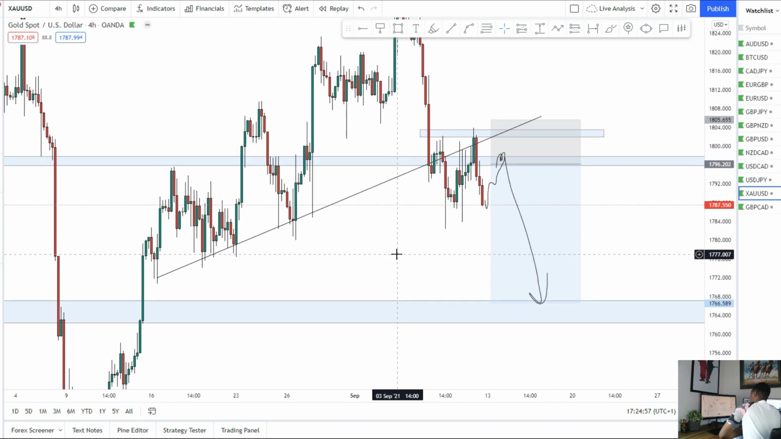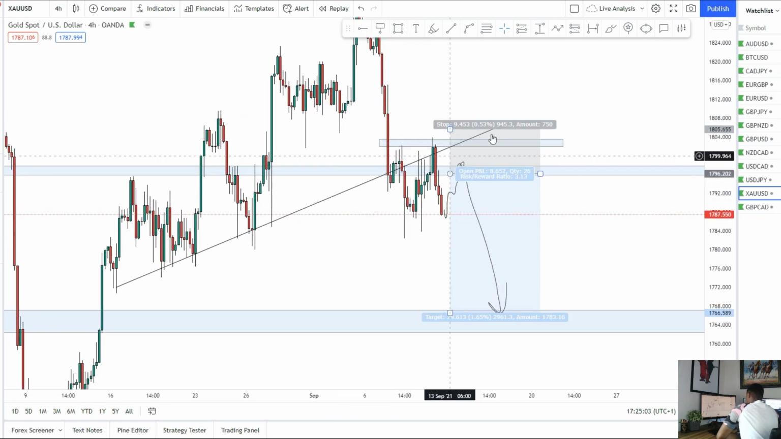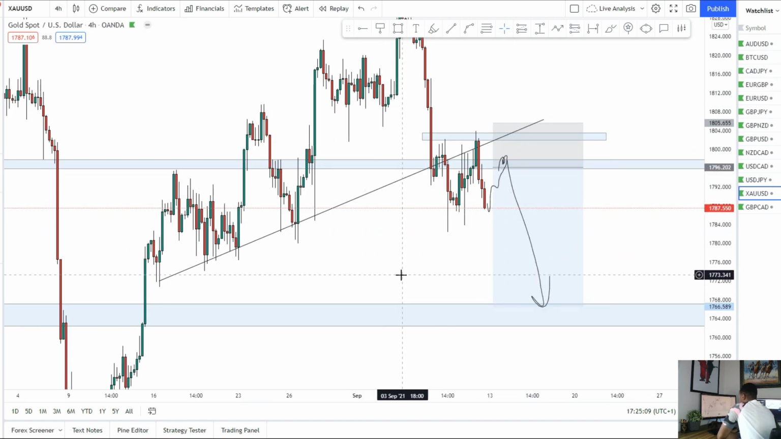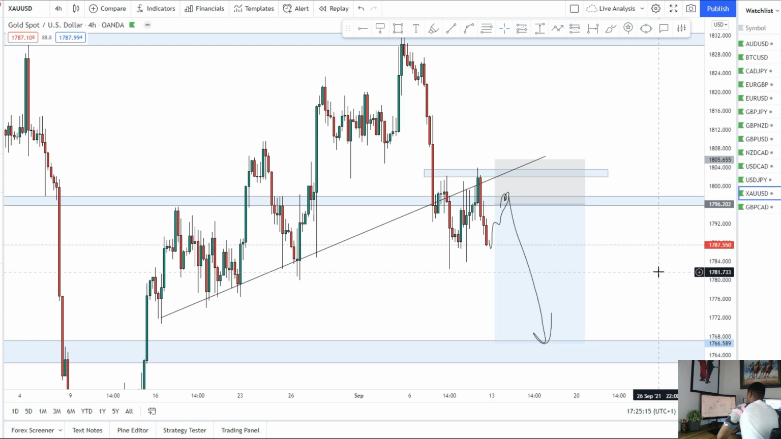So my bias for gold is the downside, expecting to move back down to 1765. Hopefully we can get some retracement in, and hopefully we can maintain that trend line as resistance and that level as resistance as well. And a bit more retracement, respect it again, and look for sells back down into 1765 to that daily support.